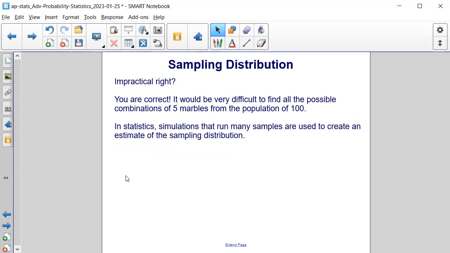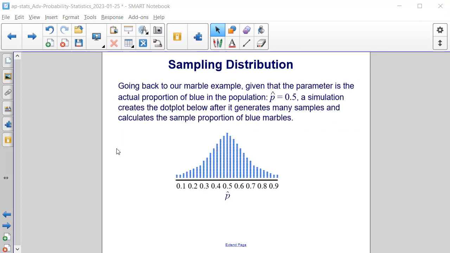That sounds impractical, right? Well, you are correct. It would be very difficult to find all the possible combinations of 5 marbles from the population of 100. In statistics, simulations that run many samples are used to create an estimate of the sampling distribution. Going back to our marble example, given that the parameter is the actual proportion of blue in the population, lowercase p with a hat on top is equal to 5/10, a simulation creates the dot plot below after it generates many samples and calculates the sample proportion of blue marbles.